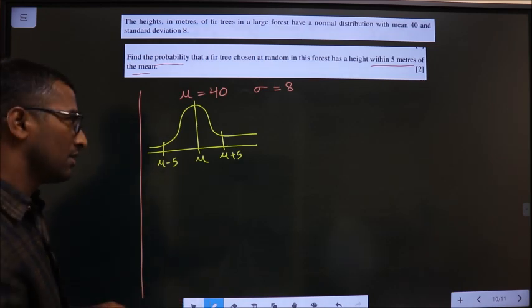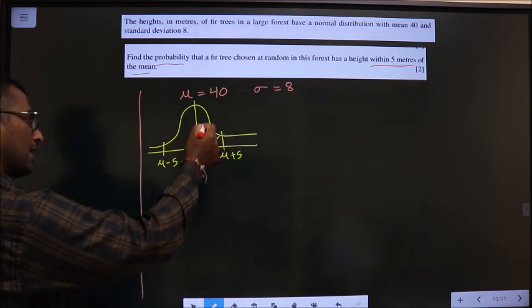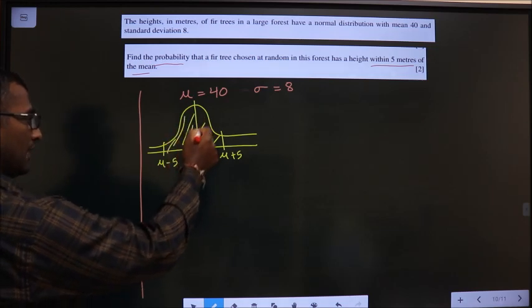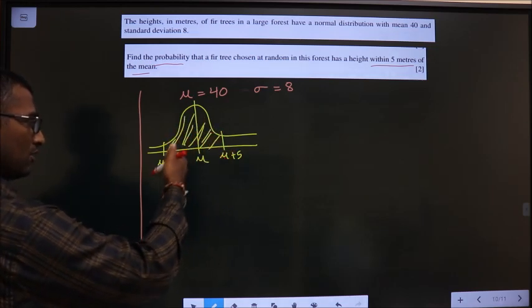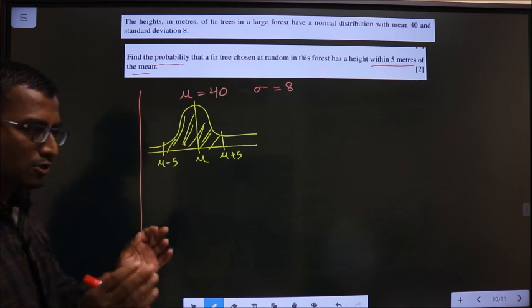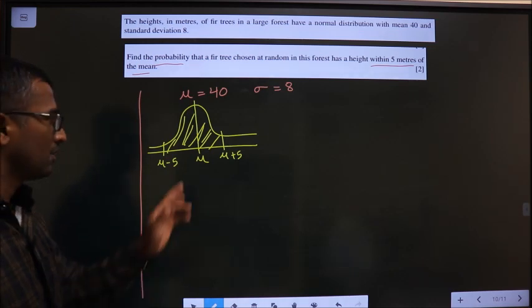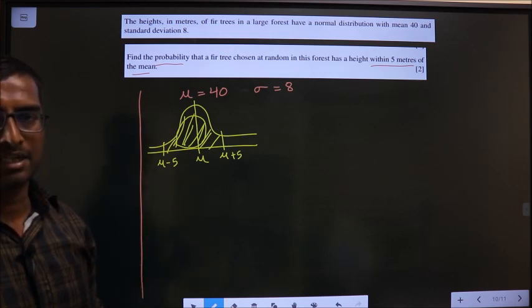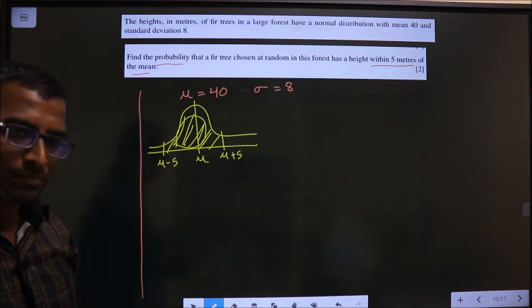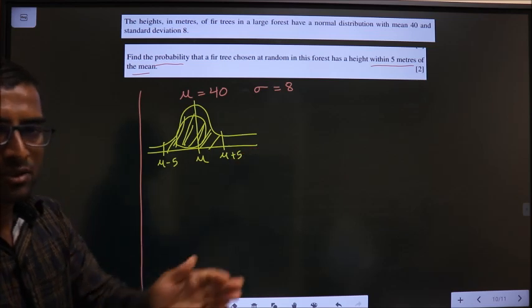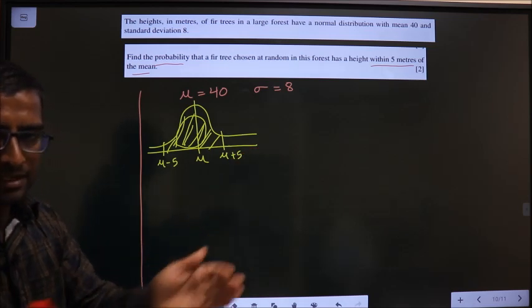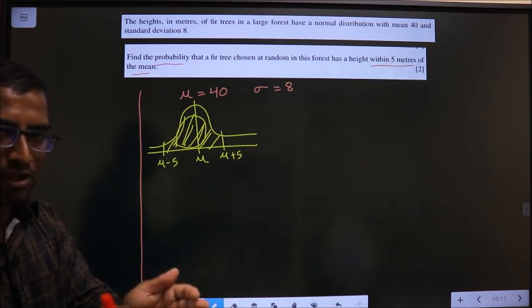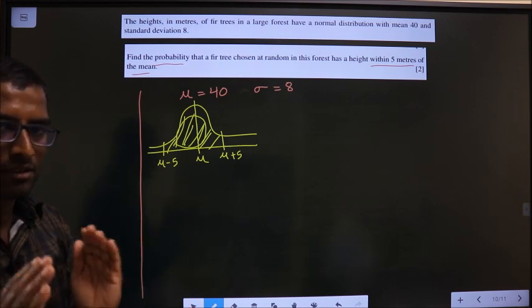That means you should find this entire area. It could be either towards the right or towards the left. He didn't specify, so you should find both. So this entire area is nothing but the probability. That is what you need to find out. Clear? Within. So from the mean within 5 meters, it could be on the left side or on the right side.